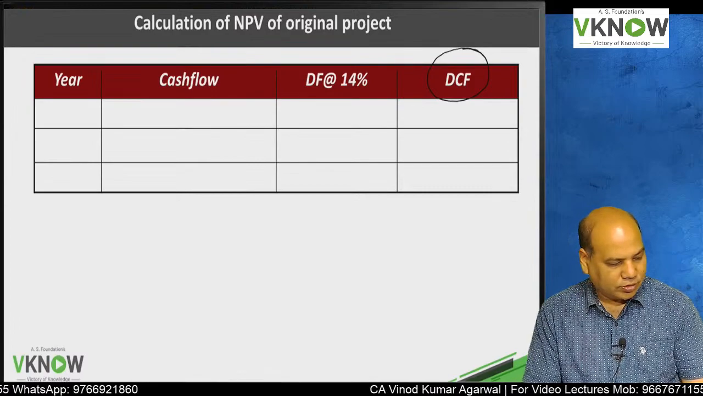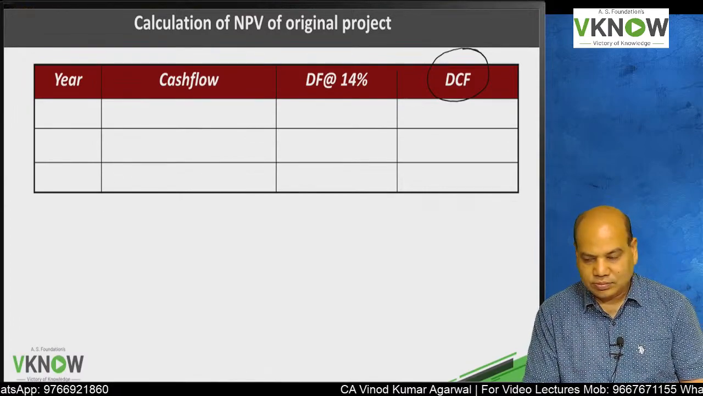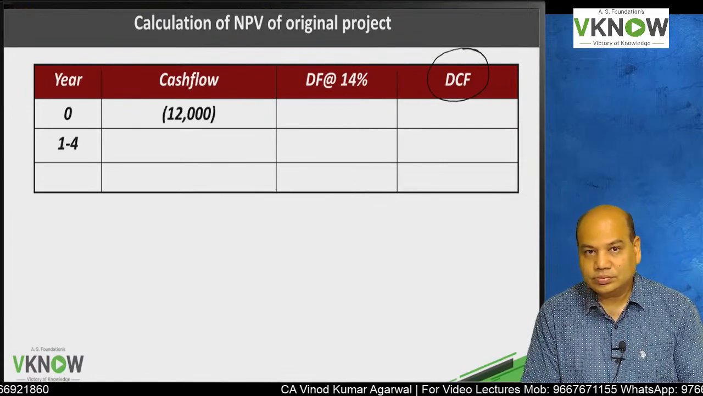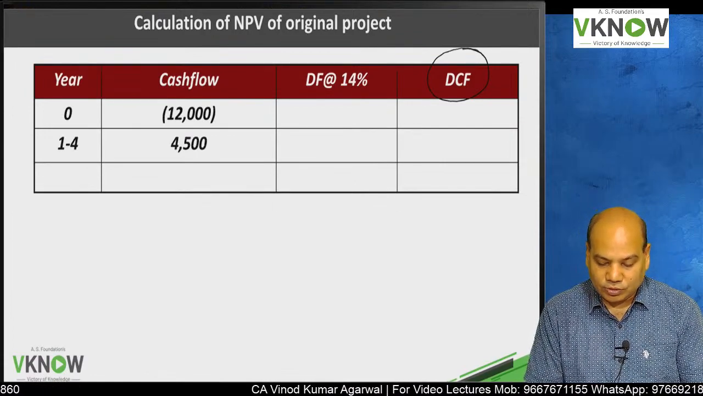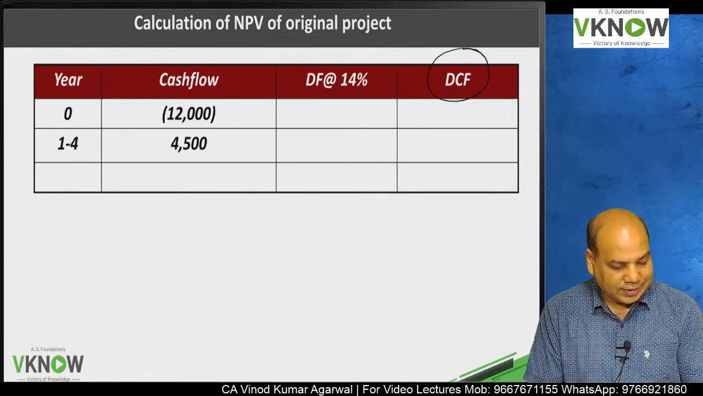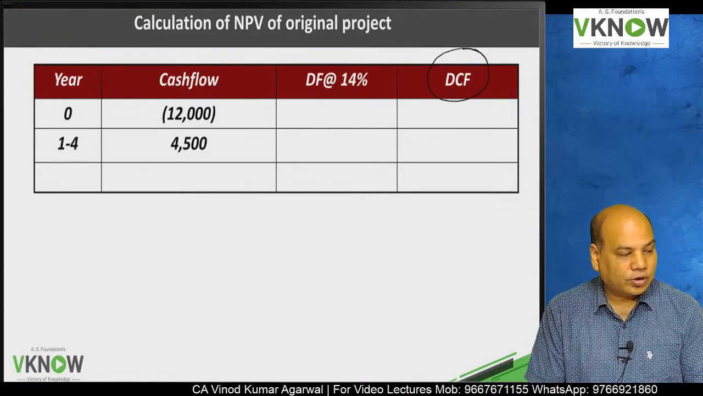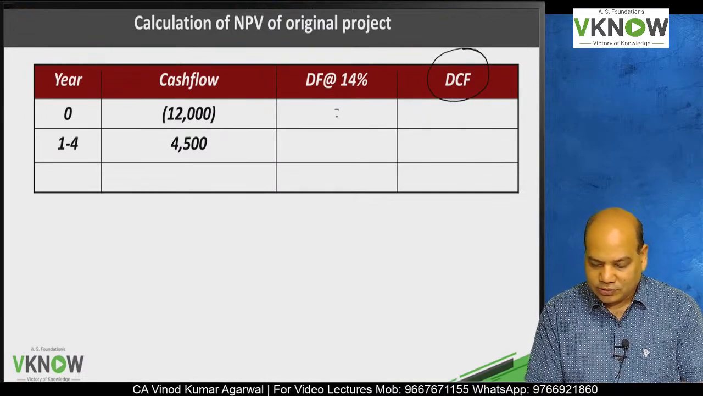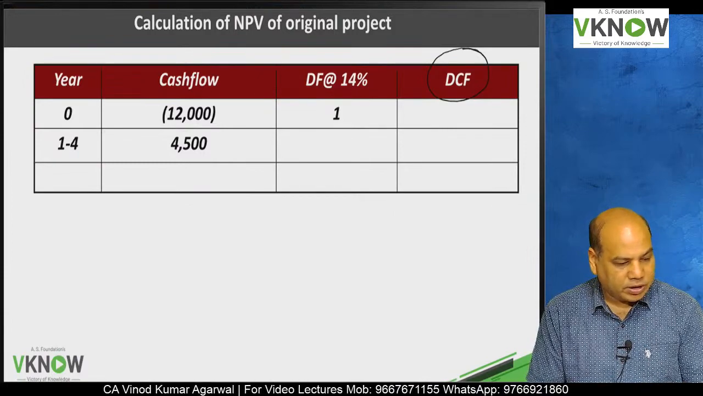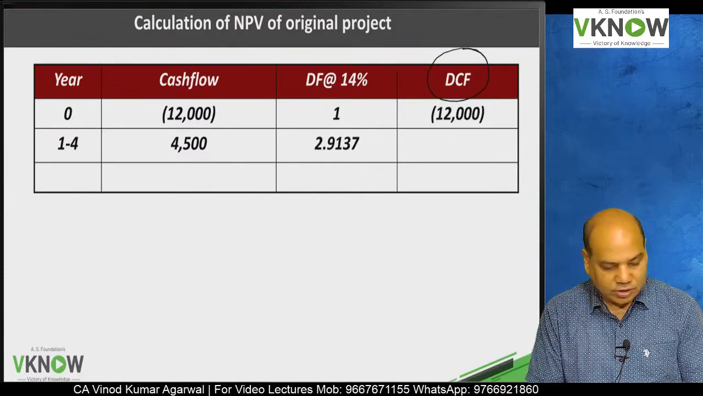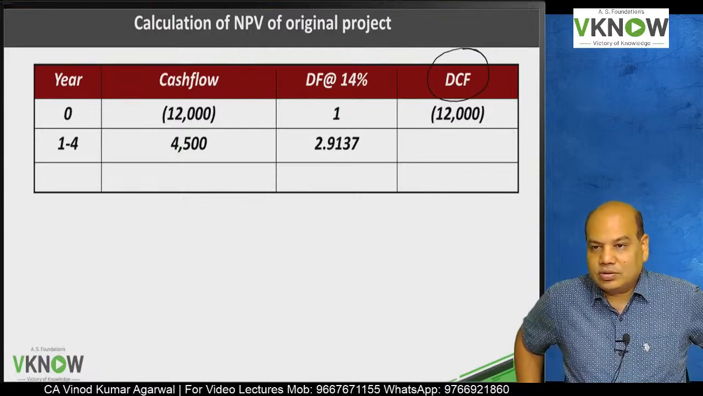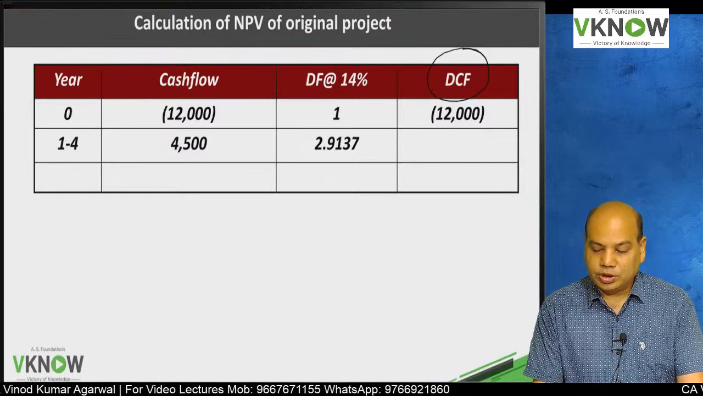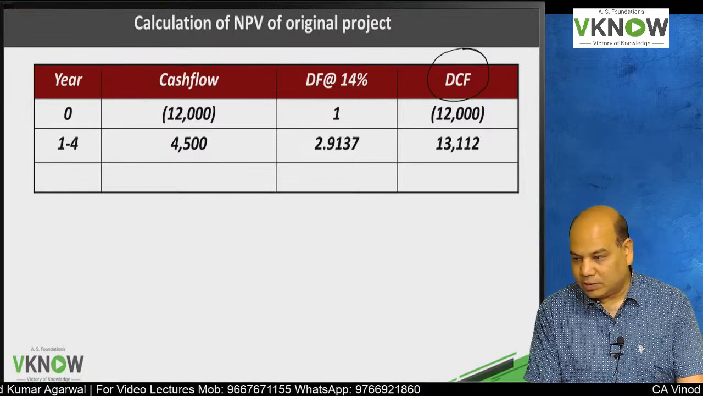So let us solve this very easy question. But this is an exam question, trust me. In year 0, 12,000 outflow, cost of the project. Year 1-4, 4,500 cash inflow. Factor is given in the question. 14% 4-year factor is given in the question. So please use it from the question book only. Use it from question book 2.9137. Multiply please.